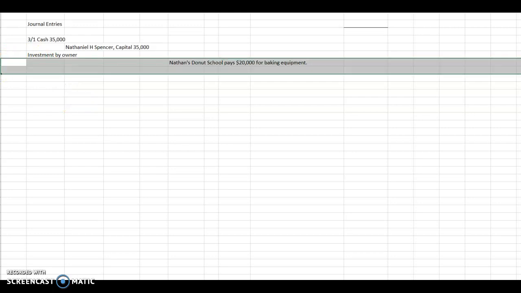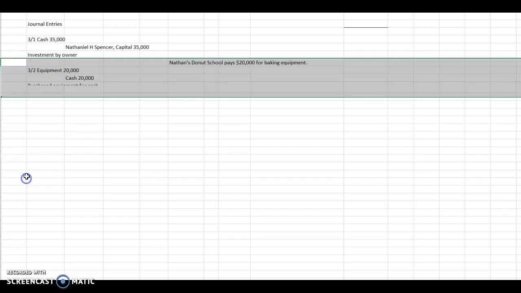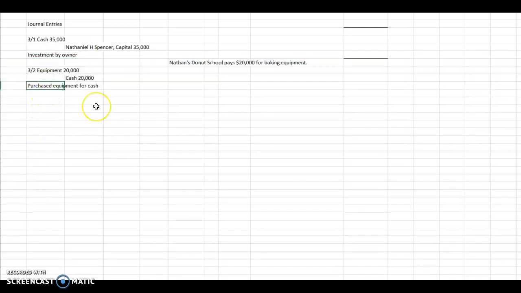Determine if these accounts must be debited or credited based on the account type. So we're talking about equipment. Equipment is an asset. Assets are increased with a debit. The other account we're talking about is cash. Cash is also an asset. Assets are decreased with a credit. So we will have a debit to equipment and a credit to our cash of $20,000.